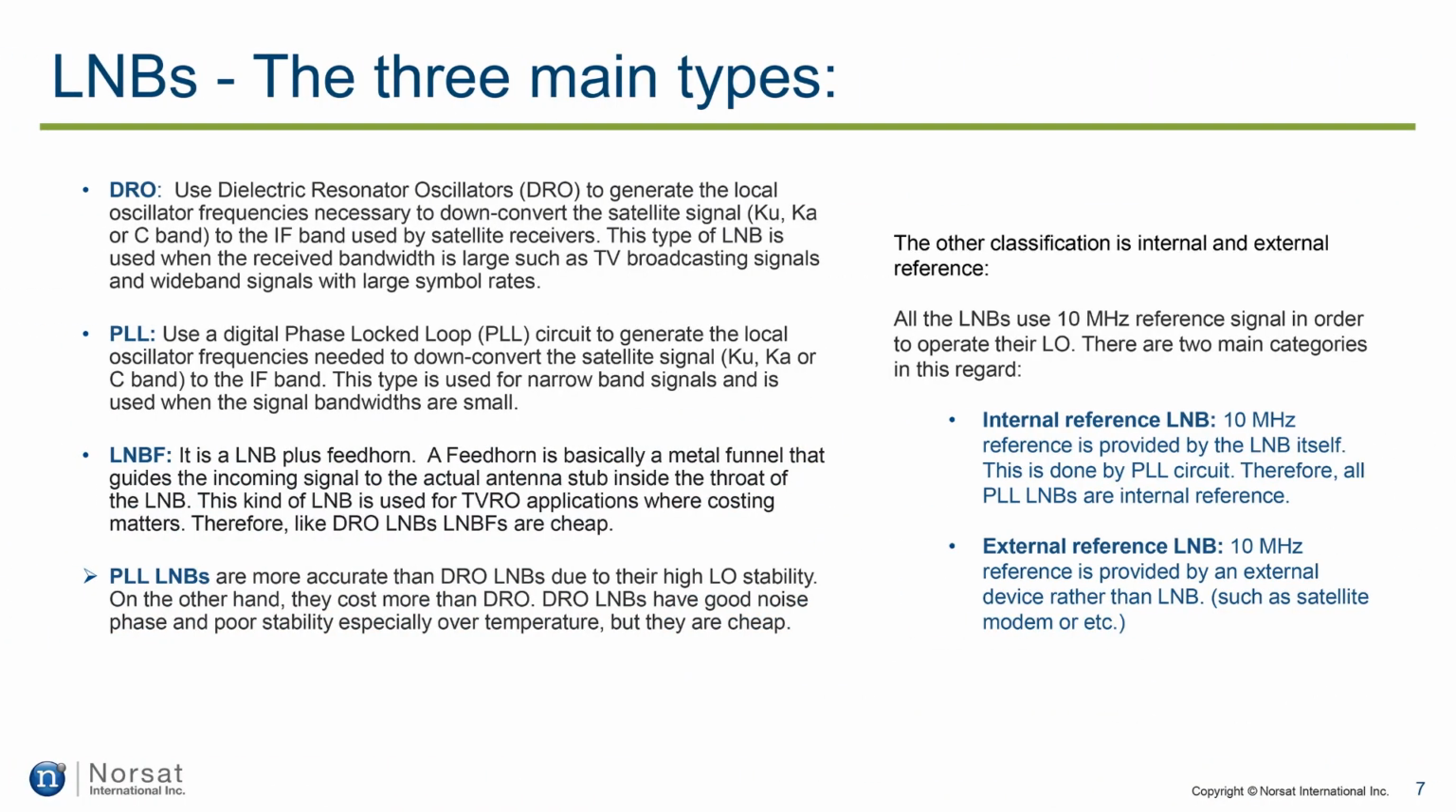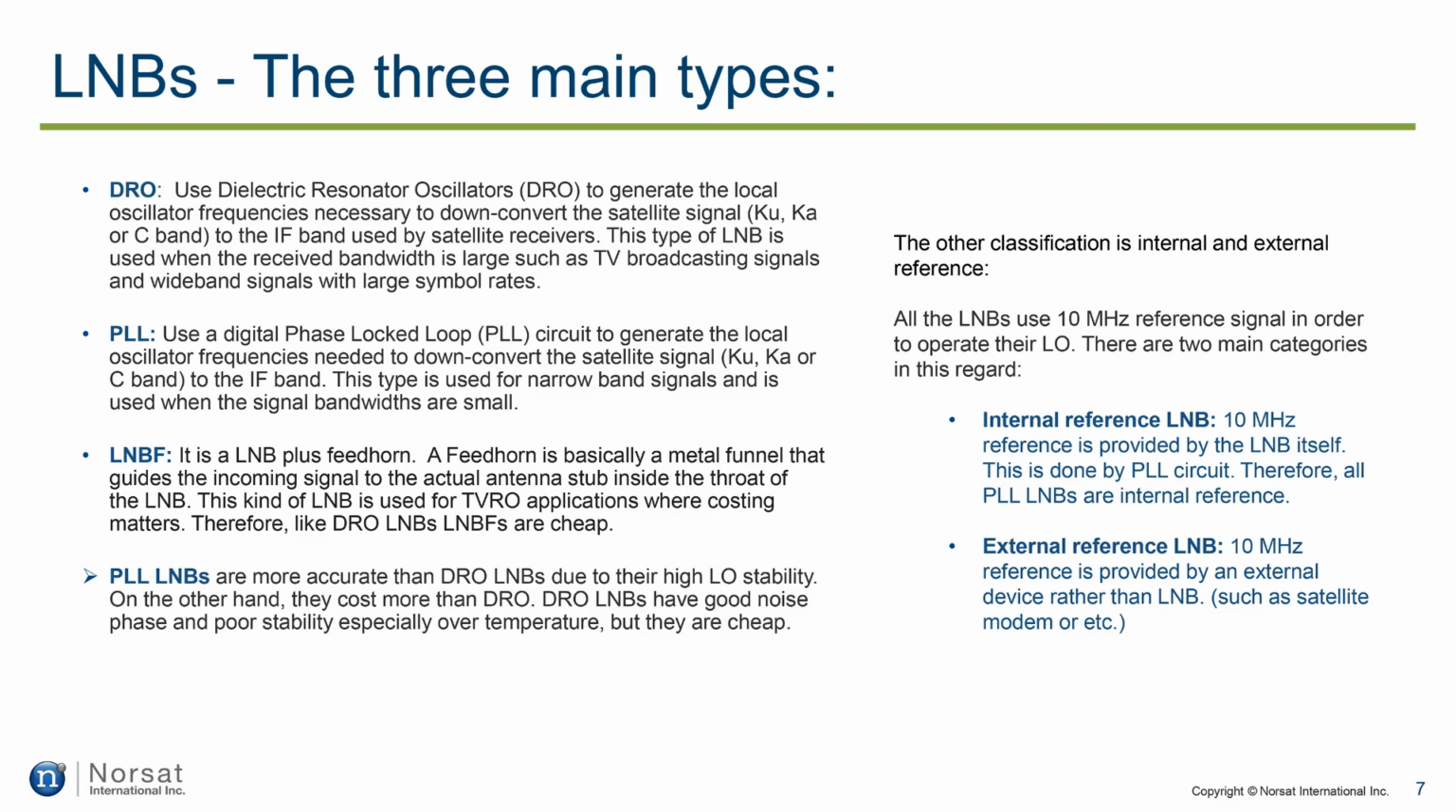There are three types of LNBs: DROs, PLLs, and LNBFs. The DRO uses a dielectric resonator oscillator to generate the local oscillator frequencies necessary to downconvert the satellite signal to the IF band used by satellite receivers. The DRO LNBs are used with large symbol rate signals since the LO stability of the LNB is not that high. On the other hand, PLL LNBs use a digital phase-locked loop circuit to generate the local oscillator frequencies needed to downconvert the satellite signal to the IF band. PLL LNBs are used for narrowband signals since they have a higher LO stability.